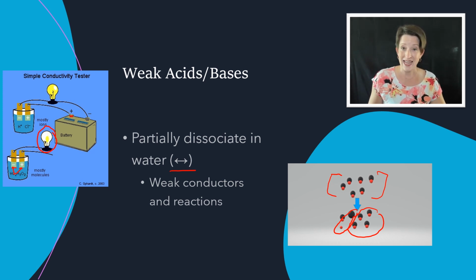So that electricity, the conducting test, is very easy to identify weak acids and bases. And we're also going to see weaker reactions because there's not as many ions available for a chemical reaction to take place.